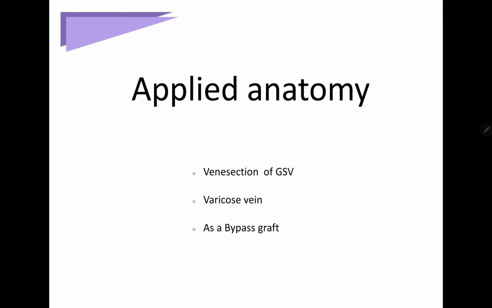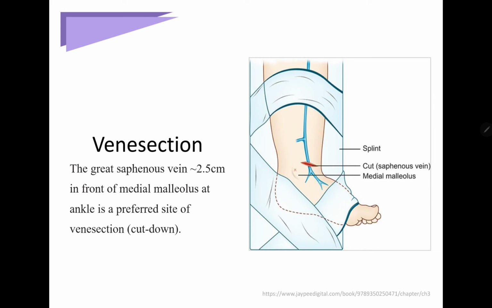Now, once you understand the anatomy, let us see some conditions where the great saphenous vein is affected. One is the varicose vein. Then we can see some very important uses of this vein. One is venous section for cannulation and so on, and another one is its use as a bypass graft. Okay, fine. So what is venous section?